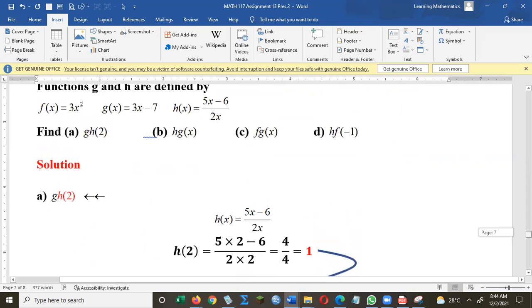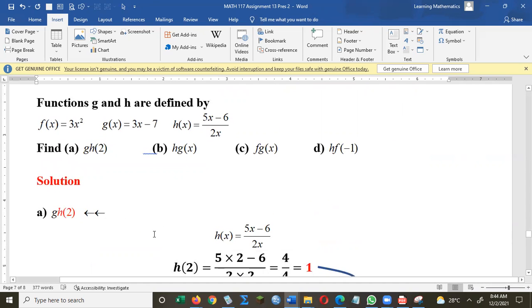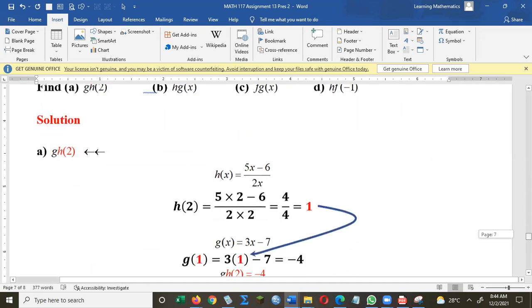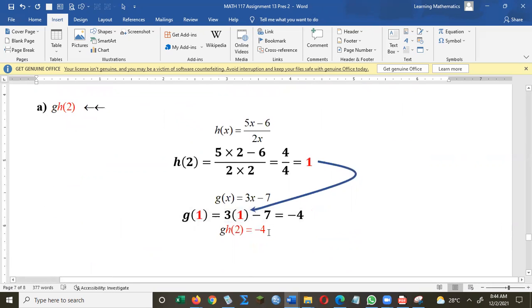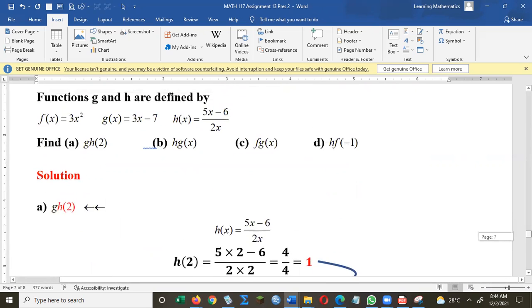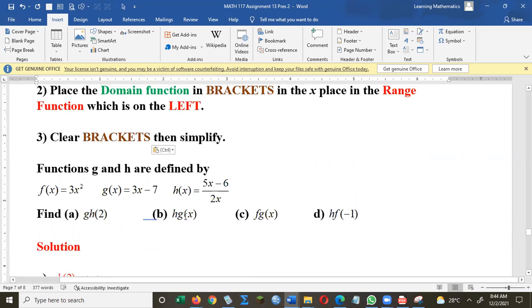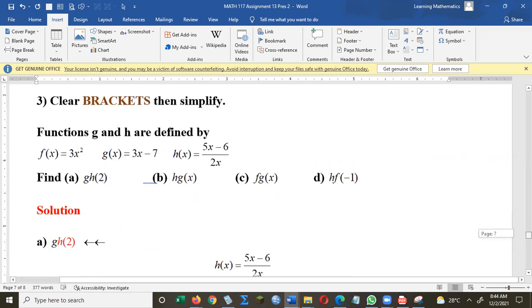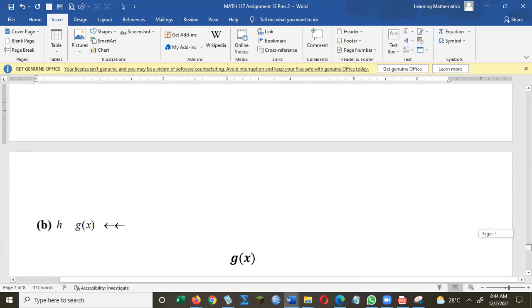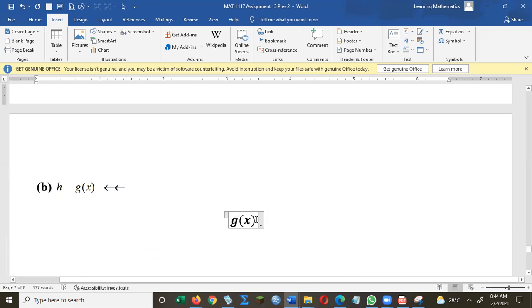For part A, it was h of 2. We got 1, and then we put 1 into g, and we get -4. But for part B, it is g of x. It's not g of 9, neither g of 3, it's g of x. So we just have to write down g of x, simple as that. Just write down g of x, 3x minus 7.